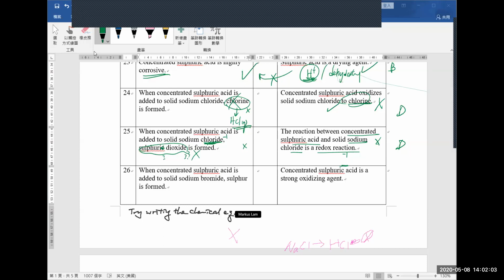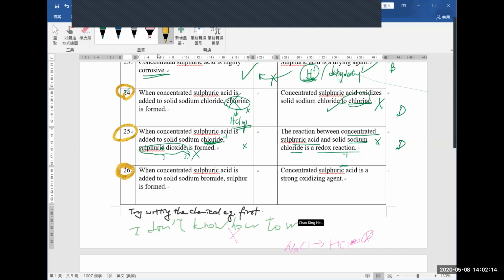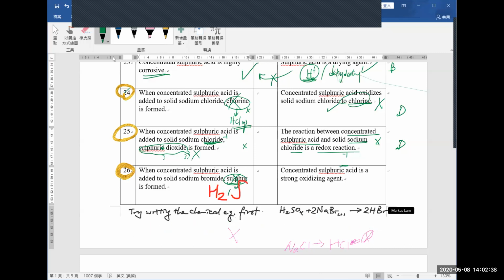So that is exactly what is so difficult for questions 24, 25, 26. They are equally very, very difficult. How about 26? Will it form sulfur? No, it's not sulfur. But some other sulfur containing substance will be formed. It's not sulfur. It is what? Yes, H2S, the bad smelling product.